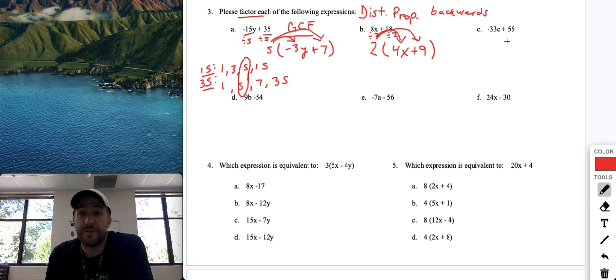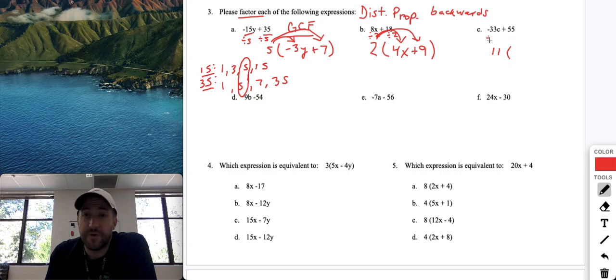Negative 33c plus 55. Now this is one of those things where you got to really try and think, what goes into 33 and 55? This is where knowing your multiplication facts makes this so much simpler and quicker for you. Let's see. If I think about the greatest common factor, it'd be 11. 11 goes into both of those. Yeah, let me pull an 11 out of there. So that'll go on the outside of my parentheses because the GCF is 11.